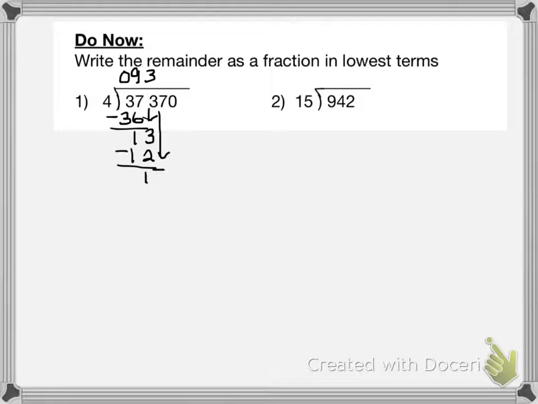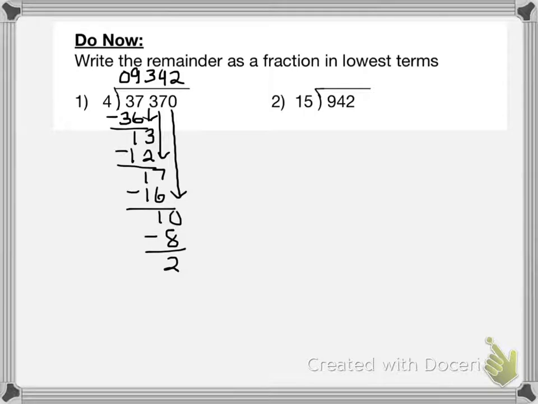We're going to bring the 7 down to make that 17. 4 goes into 17 4 times. That's 16. We have a difference of 1. And then we're going to bring the 0 down. 4 goes into 10 2 times. That's 8. We have a difference of 2.